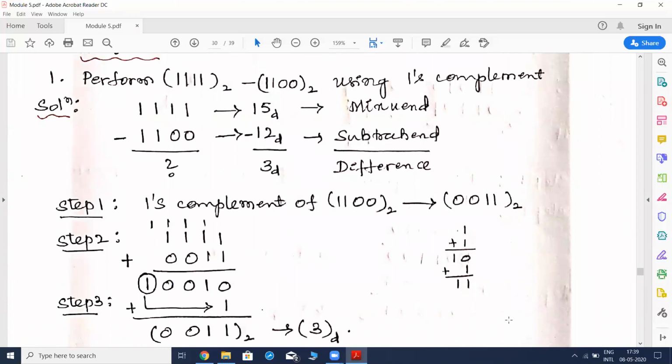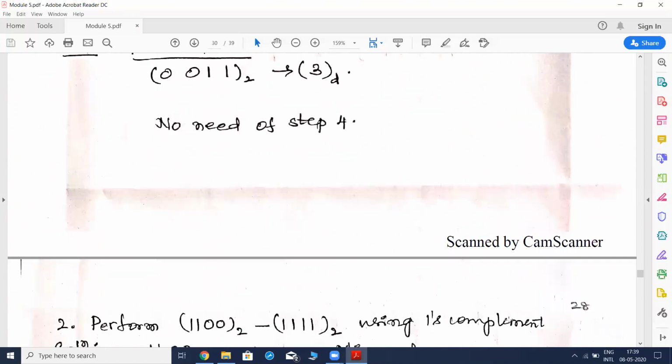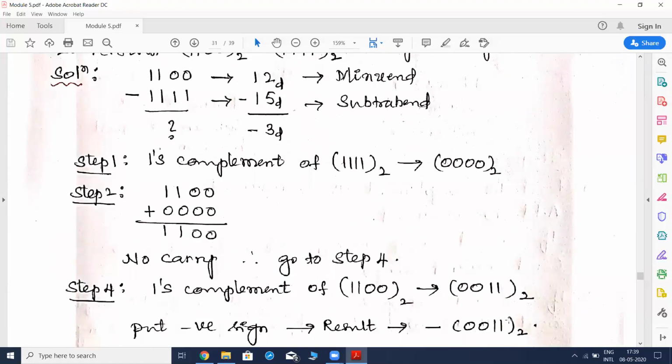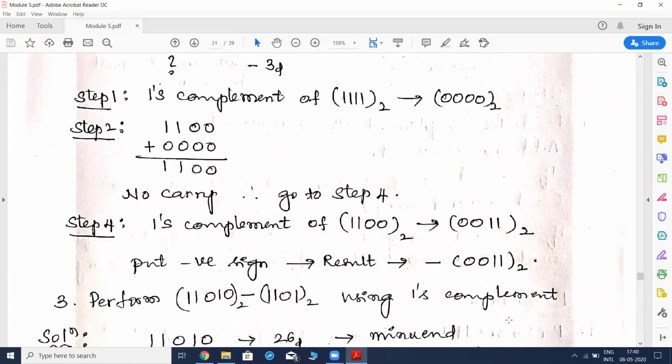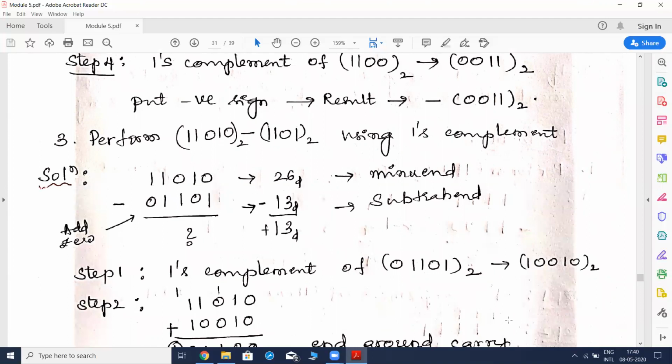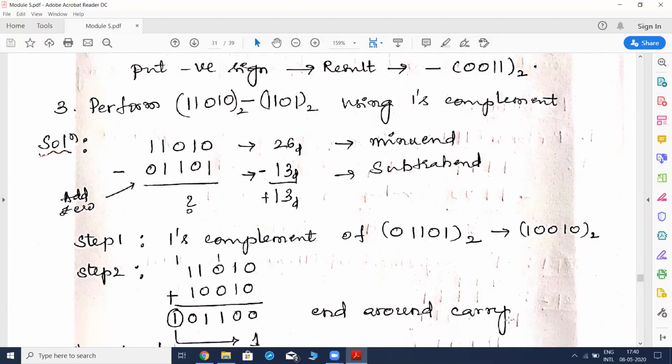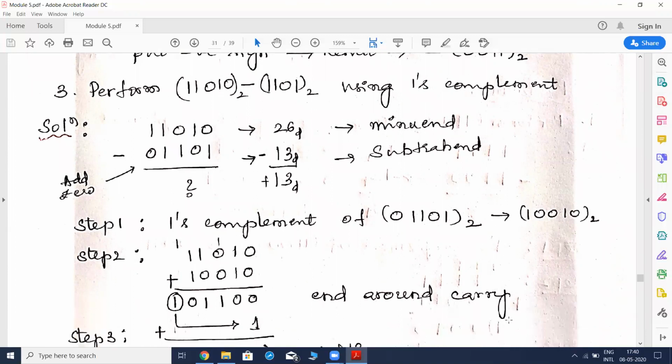What you need to observe is that when your subtrahend is less than the minuend, you will result in end around carry. When your subtrahend is greater than the minuend, you will not get carry. Your result is in the 1's complement form. In order to get the true form, just take 1's complement and then put a negative sign. That is what you are supposed to perform. Okay, a few more examples have been given over here. Just go through them.